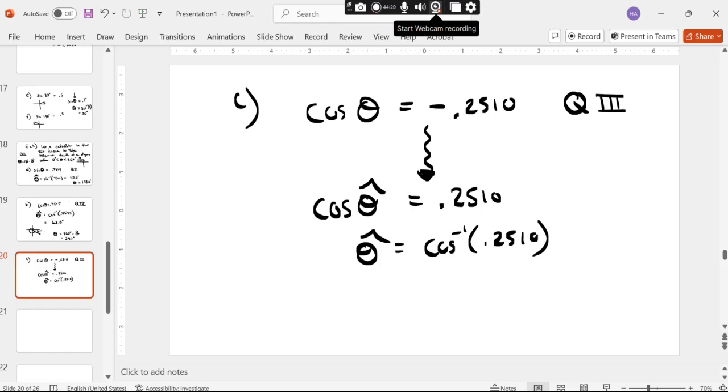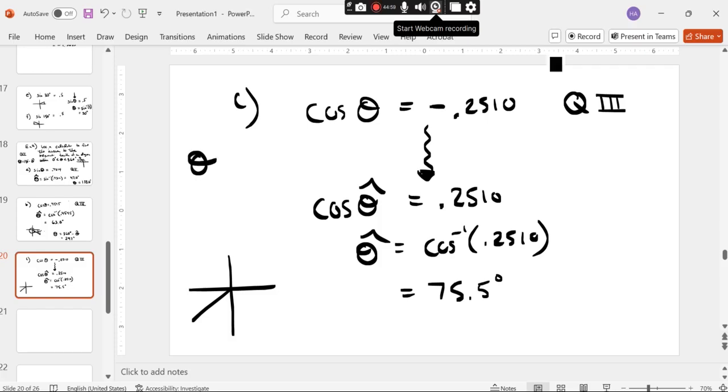Dropping the negative sign because you just want the reference angle. The negative of your negative is 0.2510. And the angle measurement is 75.46, so 5 degrees, perfecto. We're in quadrant 3. Since we're in quadrant 3, what's my formula to get us back to my angle measurement?